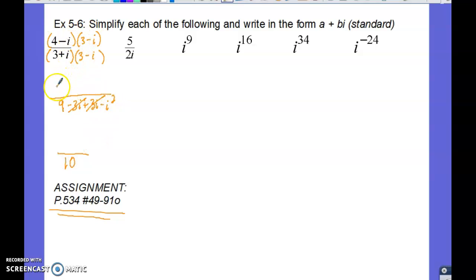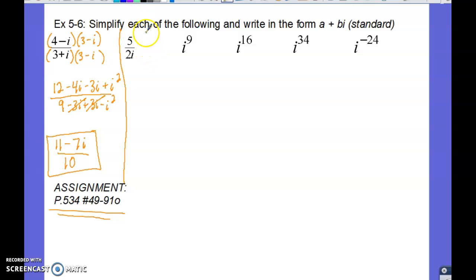Now in the numerator you have a little bit more work to do. You do have to FOIL 4 times 3 minus 4i, minus 3i, and negative i times negative i is a positive i squared. And remember, i squared is negative 1, so 12 plus negative 1 would give me 11 minus 7i. Assuming I did everything correctly, that would be your answer to that problem.